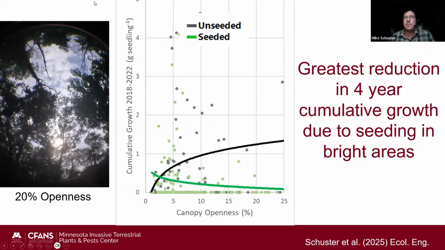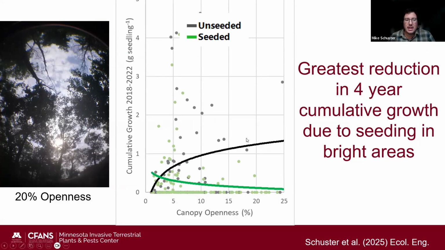So this is again the same type of graph where green is seeded and black is unseeded, looking at the total amount of buckthorn biomass you get relative to canopy openness.